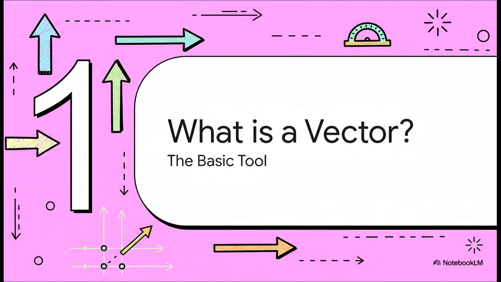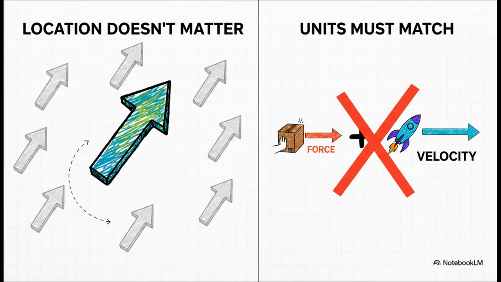Let's get our hands on this basic but super important tool. Okay, there are a couple of really core rules you gotta know. First off, and this is a really powerful idea, a vector's location doesn't actually matter. You can pick it up and move it anywhere in space, and as long as you don't change its length or the way it's pointing, it is the exact same vector. Pretty cool, right? Second, you've got to compare apples to apples. You can't just go adding a force vector to, say, a velocity vector. The units have to match up.